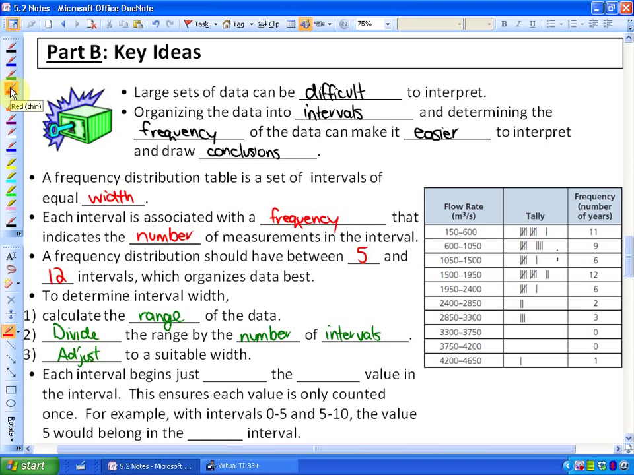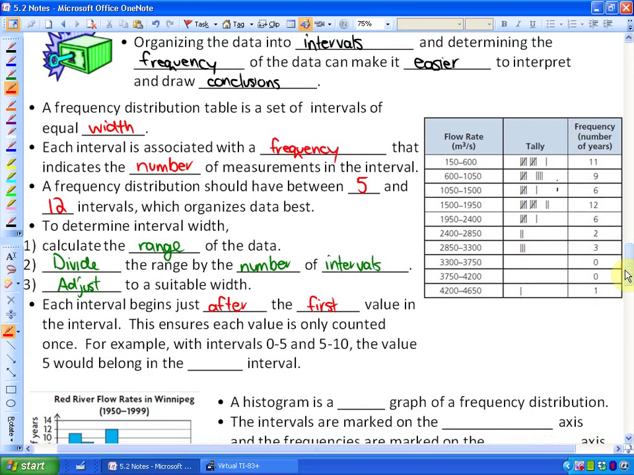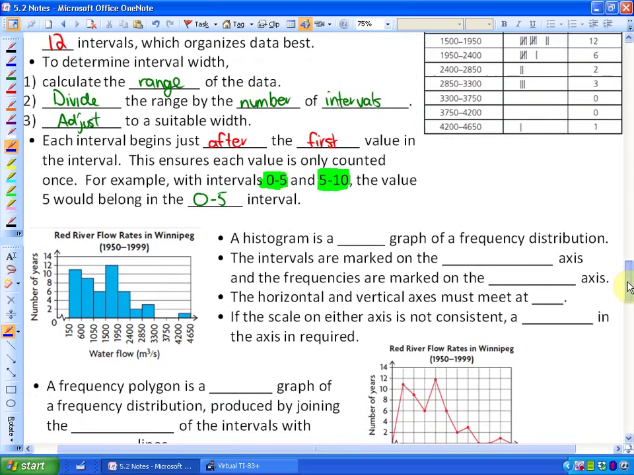Next, each interval begins just after the first value in the interval, and you'll see where this is useful in just a second. This ensures each value is only counted once. So here's a good example. If you have intervals of 0 to 5, and 5 to 10, you'll notice that both intervals have the number 5 in them. The value 5 would actually go in the lower interval, okay? Because technically, when we're sorting, the 5 to 10 interval actually starts just after 5. So a data value of 5 would go into the 0 to 5 interval.